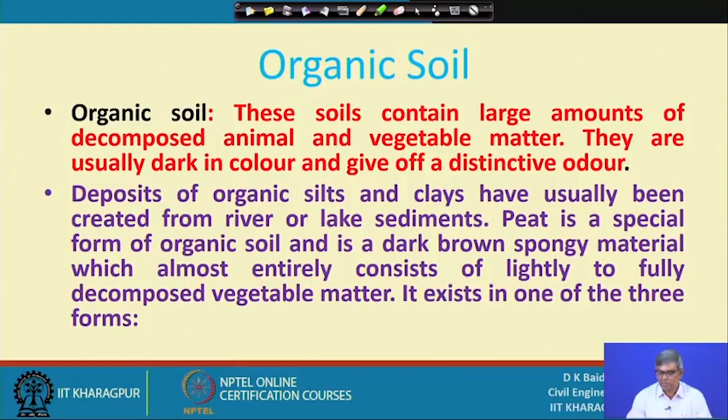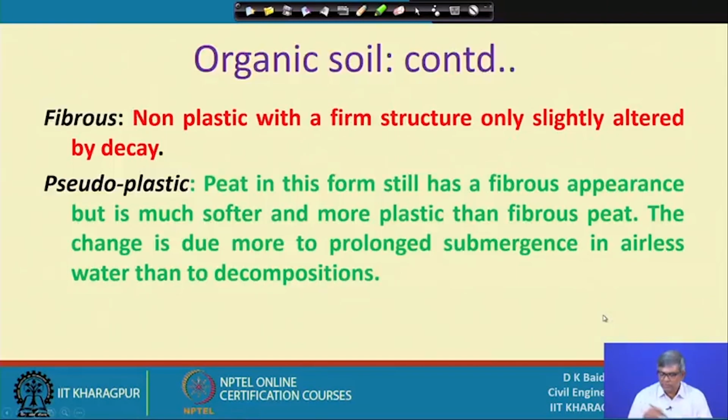and it exists in one of three forms. The organic soil can be there in three different forms: completely decomposed, partly decomposed, something that way. One form is fibrous, though organic soil, but not completely destroyed in its original structure, non-plastic with a firm structure only slightly altered by decay. That means the original organic matter is not totally altered, still visible, and it will be non-plastic in nature.